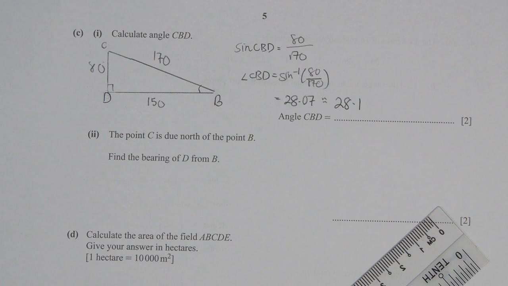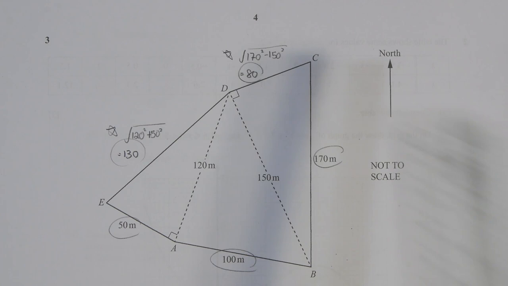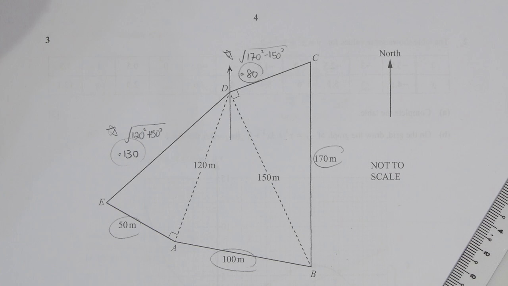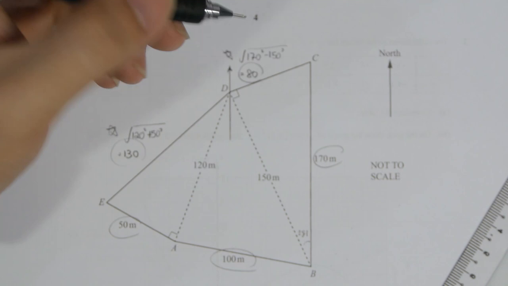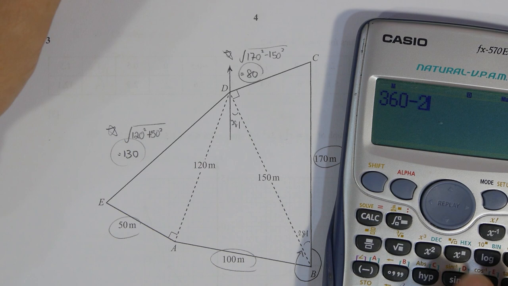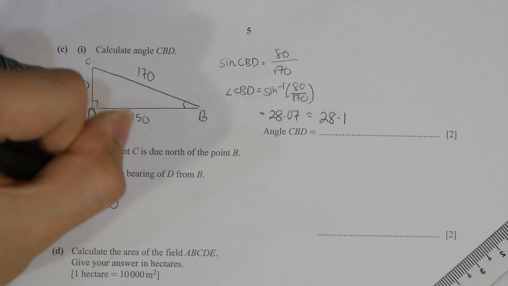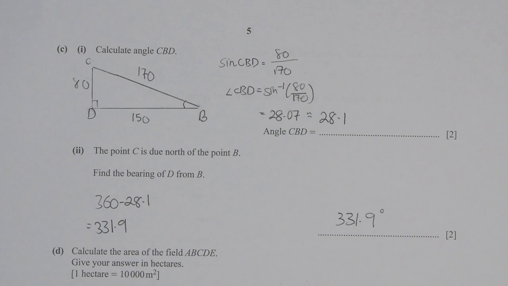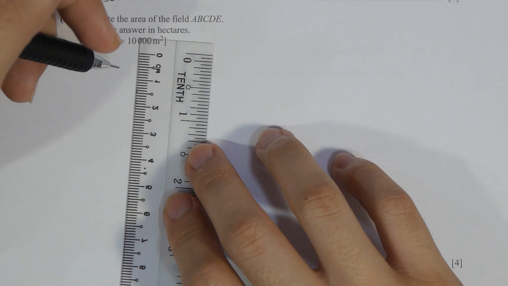For question 2, the point C is due north of the P. Find the bearing of B from D. So I look back to the graph we have there, and based on the question, find bearing of D from B, I simply take 360 minus the 28.1 we calculated, where the result should be 331.9.